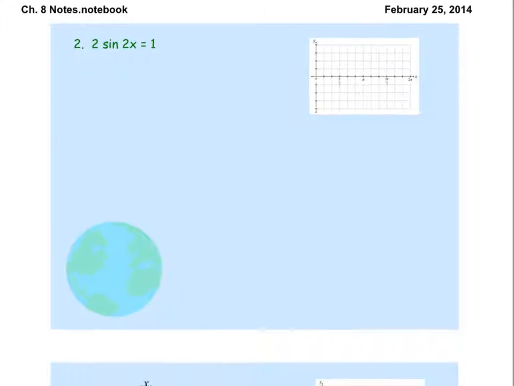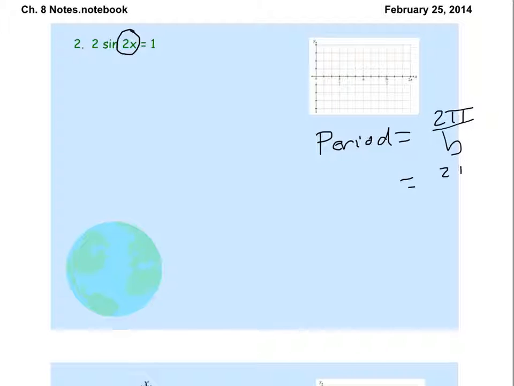Now this example basically looks exactly the same, except notice in here, 2x. Let's think about those graphing basics that we talked about. The period of a sine graph is 2 pi unless it's been adjusted. Here it has. That period is going to be 2 pi over 2, which equals pi. It's been shortened from 2 pi down to pi.